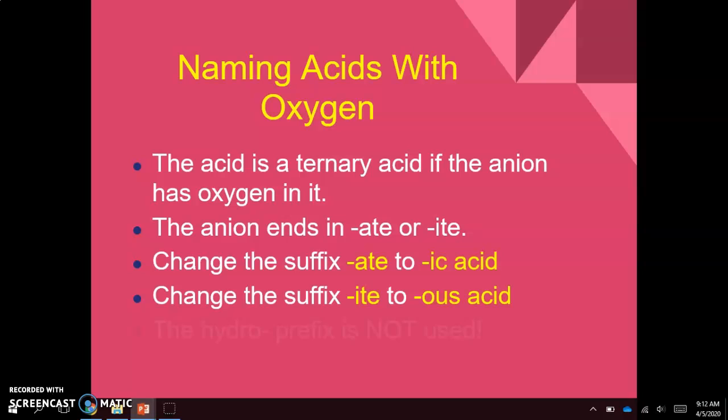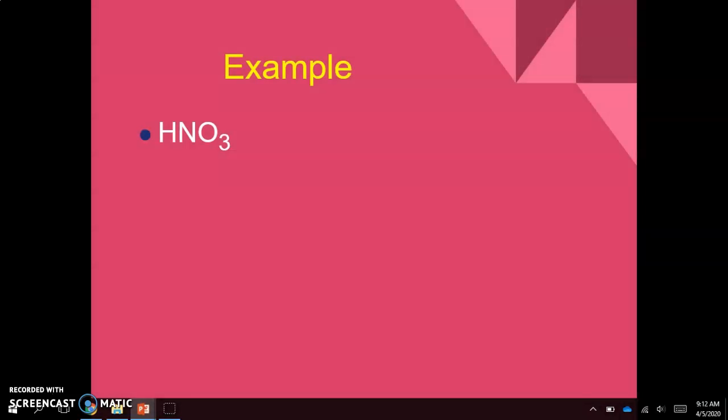Here, when you have acids that have oxygen in them, the hydro prefix is not used. Okay? So if there's oxygen present in the compound, we're not going to have that hydro prefix. You don't have to worry about it. We are still looking at our anion to help us determine what the name of the acid is, but you don't have to use the hydro prefix.